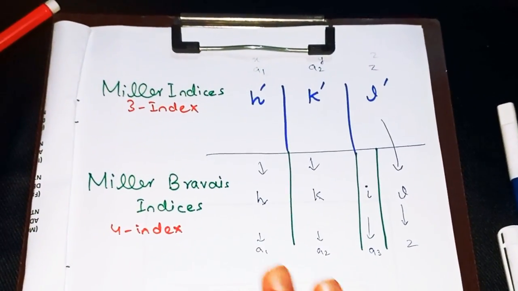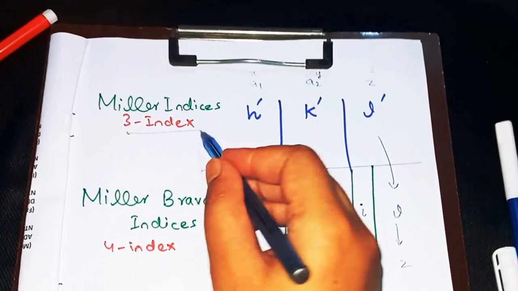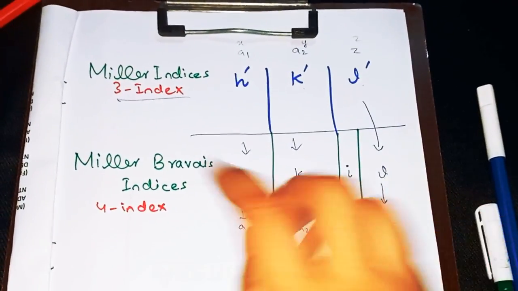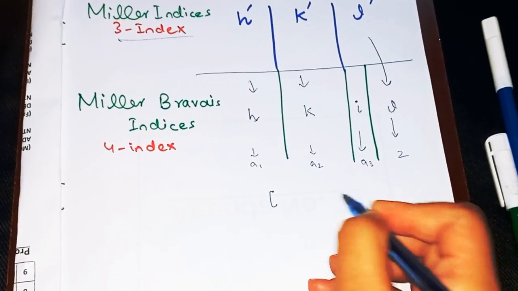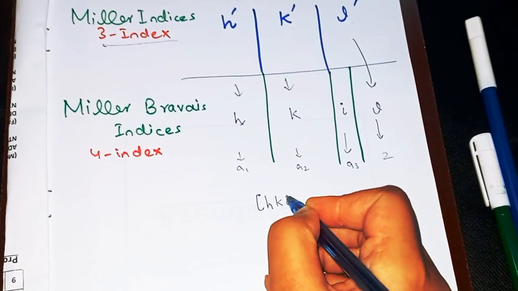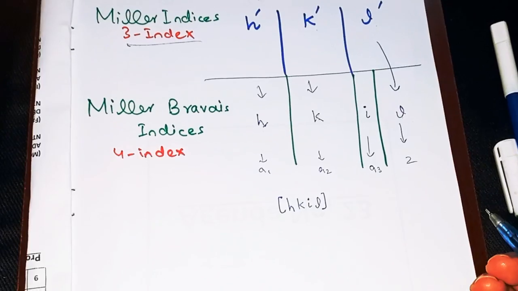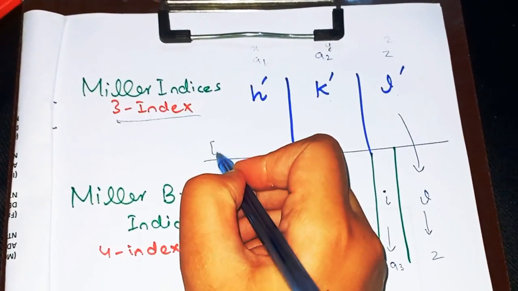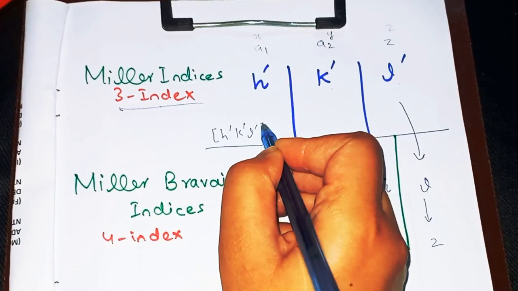So the thing you should remember is h prime, k prime, and l prime for Miller indices, and h, k, i, and l for the miller-bravais indices. We will write them in that order as well. For example, first the h index, second the k index, third the i index, and fourth the l index, enclosed in square brackets. Similarly, for Miller indices it's h prime first, k prime second, and l prime last.